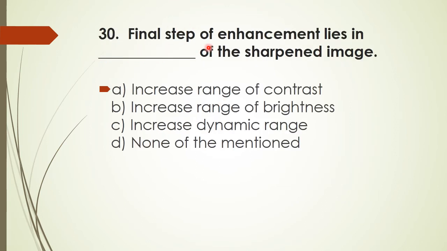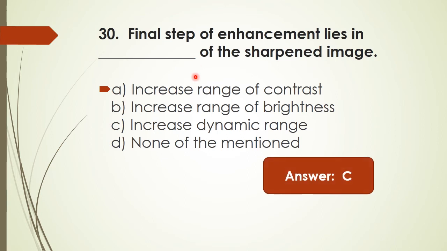Next question, final step of enhancement lies in dash of the sharpened image. So the final step is option C, increase dynamic range of the sharpened image.